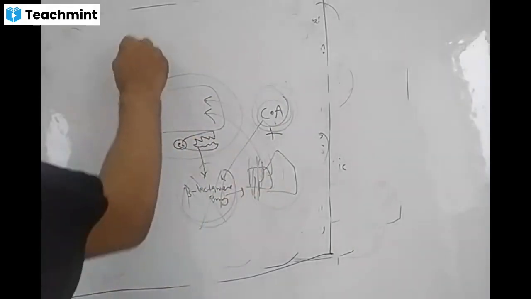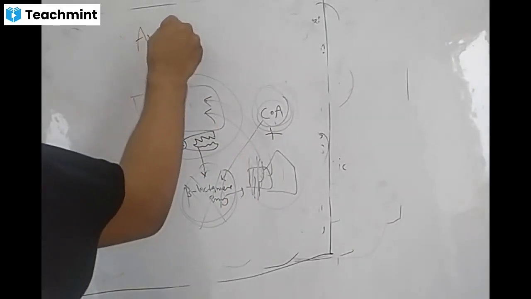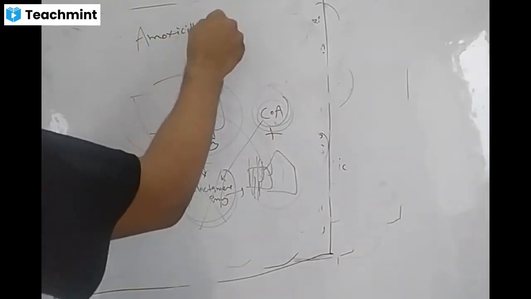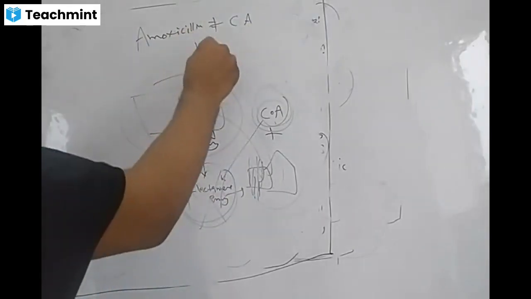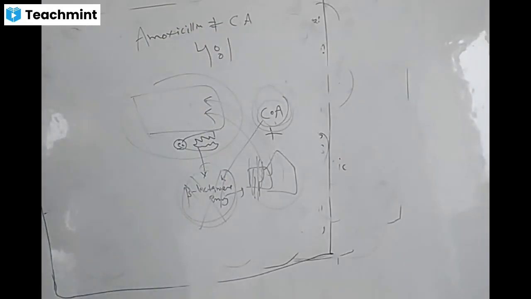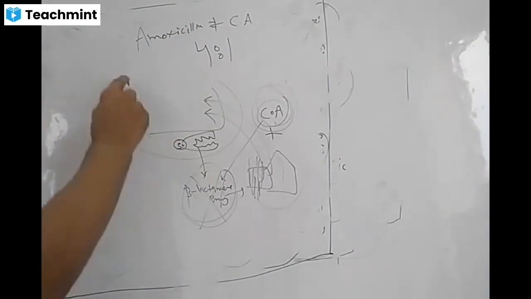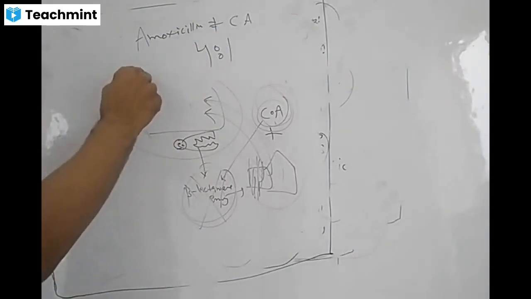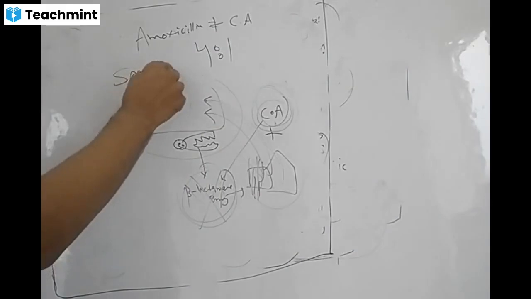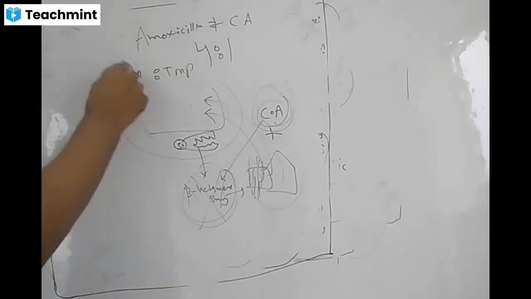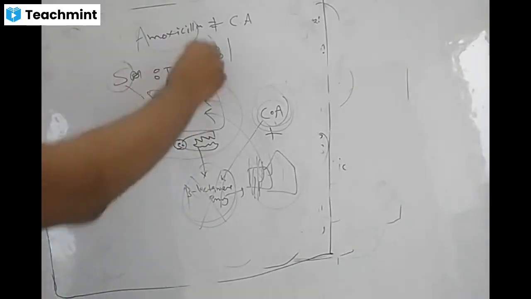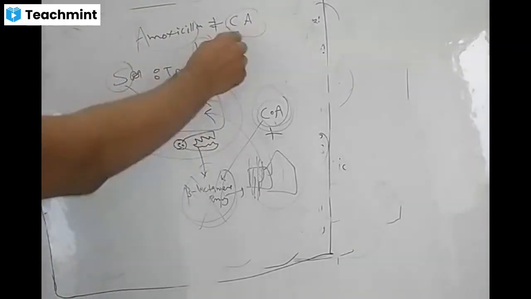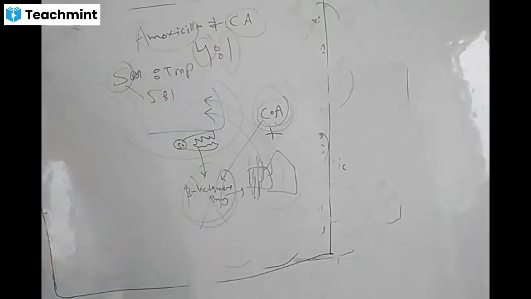They have asked in one competitive exam that amoxicillin and clavulanic acid are combined in which ratio? That is 4:1. Similarly, in sulfonamide we have studied that sulfonamide to TMP is 5:1. But here amoxicillin is 4 and clavulanic acid is 1. So this ratio is also important.